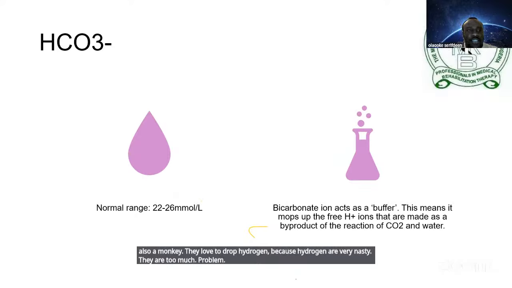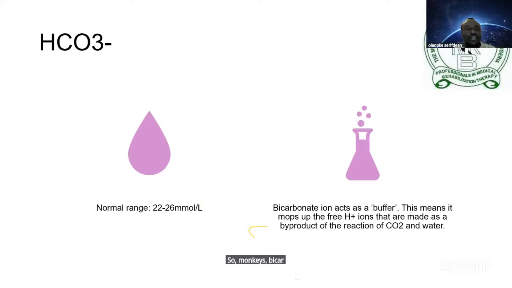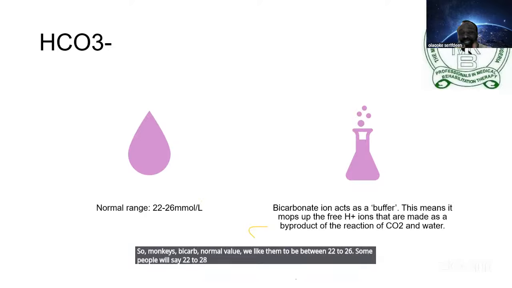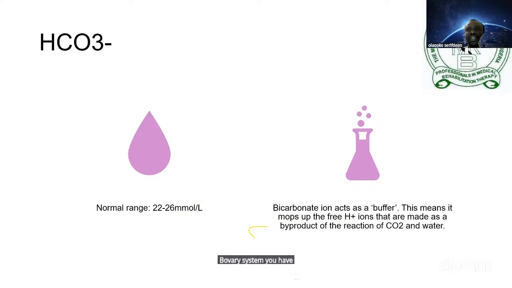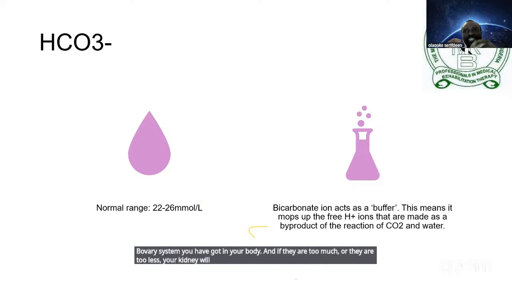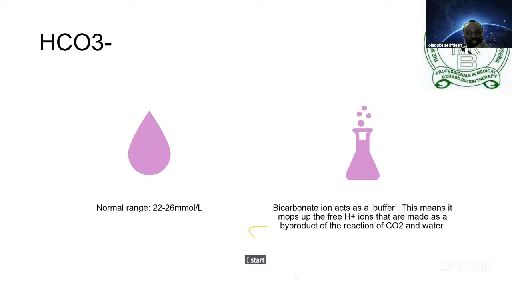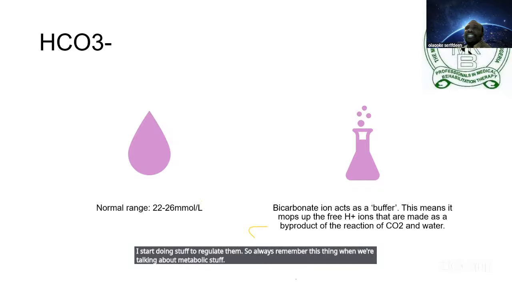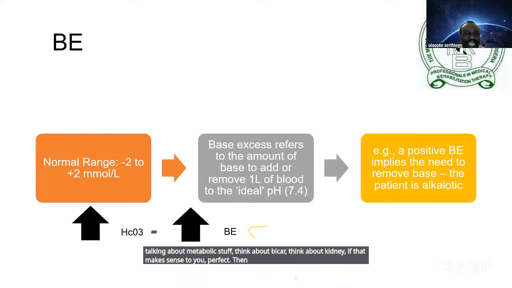So monkeys, bicarb, normal value, we like them to be between 22 to 26. Some people will say 22 to 28, so stick with the one you are using in your setting. That's fine. This monkey here is the largest buffer system you have in your body. And if they are too much or too little, your kidney will start kicking in and doing stuff to regulate them. So always remember this: when we talk about metabolic stuff, think about bicarb, think about kidney, if that makes sense to you. Perfect. Then we crack on to base excess.